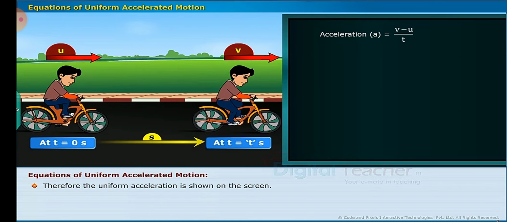Acceleration a is equal to (v minus u) by t. Then a times t is equal to v minus u. That is, u plus at is equal to v. Consider it as equation 1.